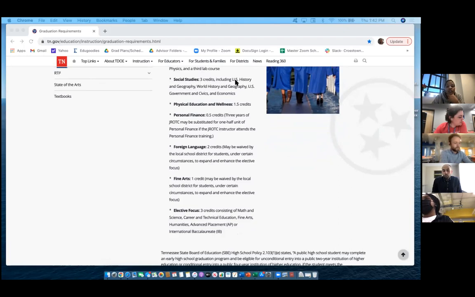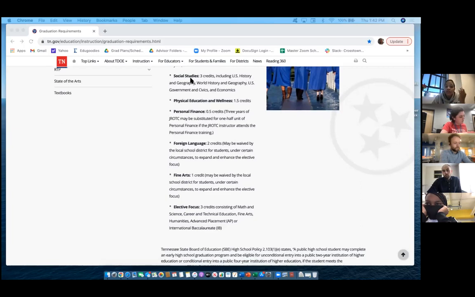You need to include U.S. history, world history, and U.S. government and civics, and to have a credit of econ. Personal finance gets mixed up with social studies, but they are not the same. They are 2 different entities. Personal finance is personal finance, a credit that you will need, and in social studies, you need those 3 credits with those classes.